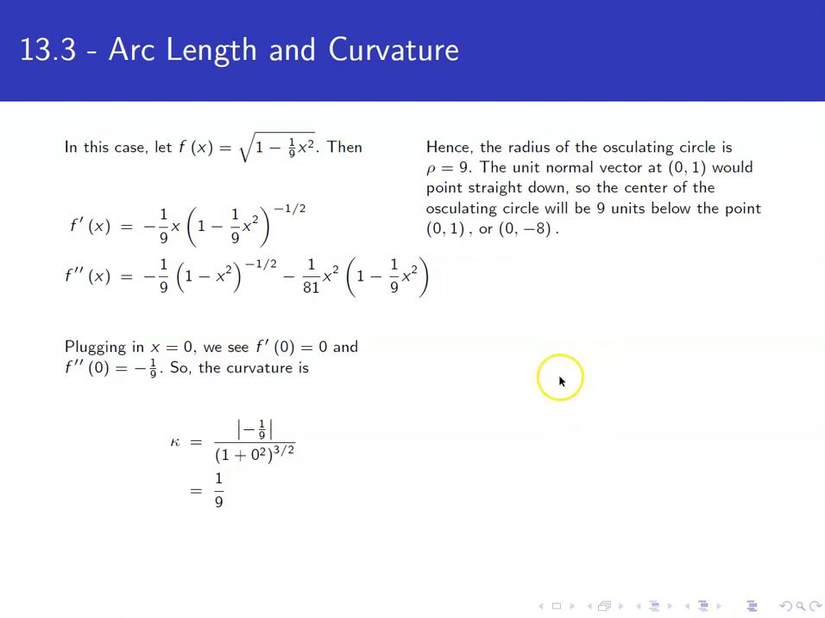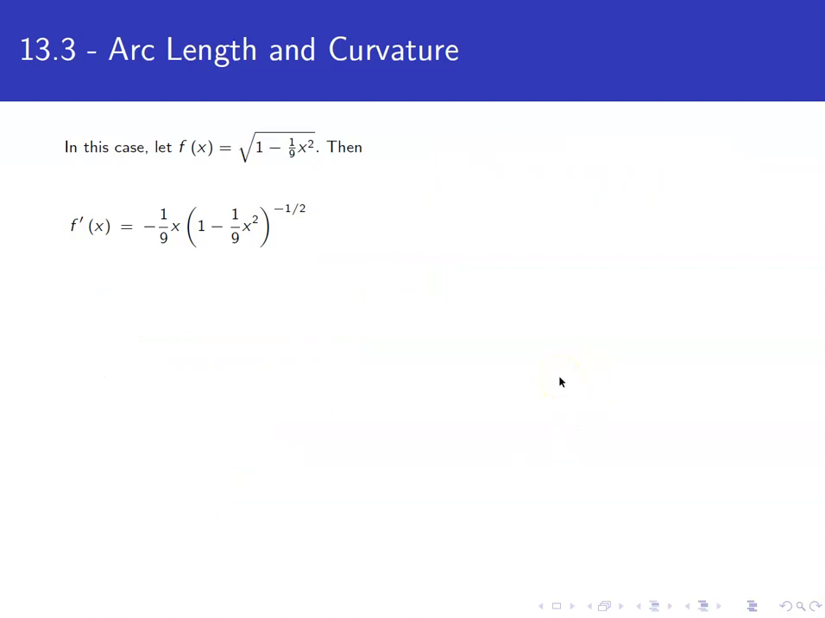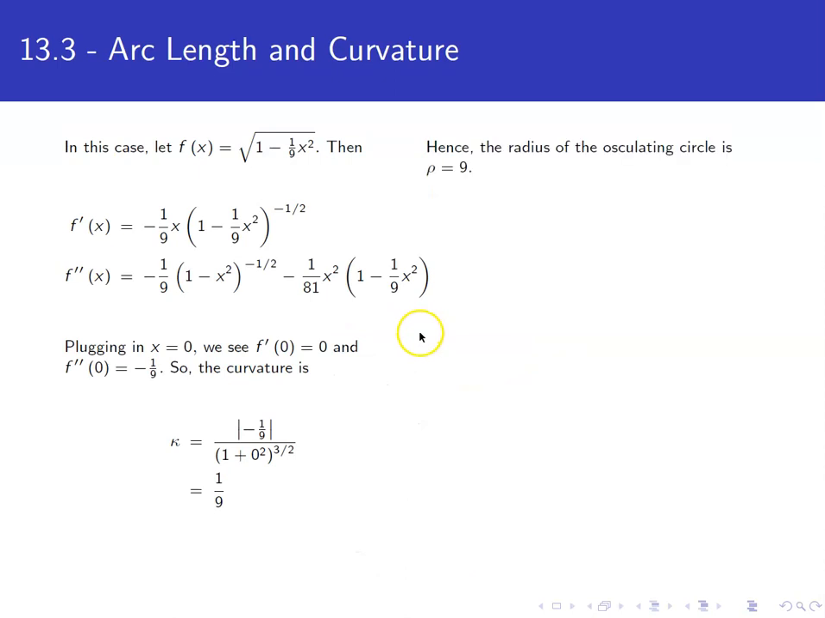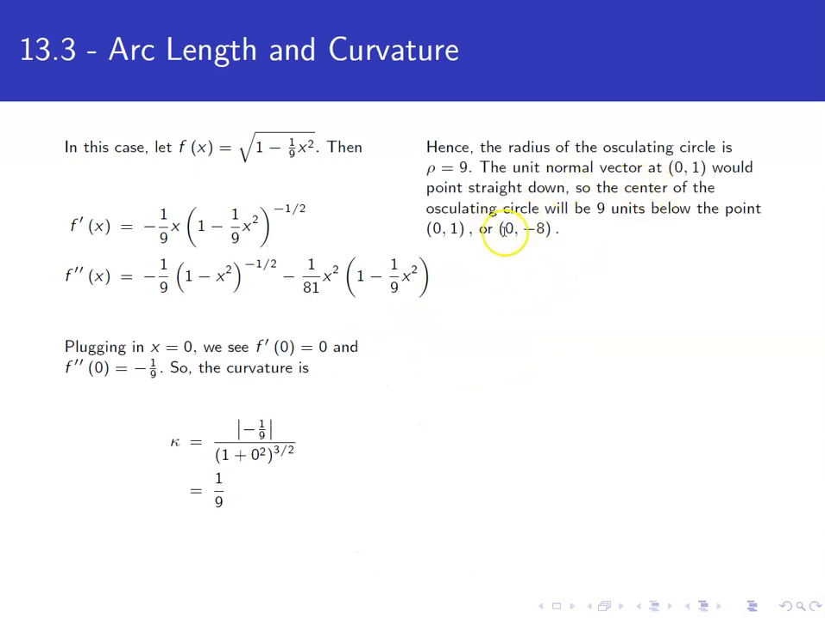We also notice that, if I go back to the curve, let me go back to the previous slide, the tangent vector at this point (0, 1) would be horizontal. So the unit normal is going to point downward. It's going to be in the direction in which the graph is curved. It's going to point this way. So when we want to find the center of the osculating circle, well, it has to be going towards the unit normal vector. So it's going to be 9 units.